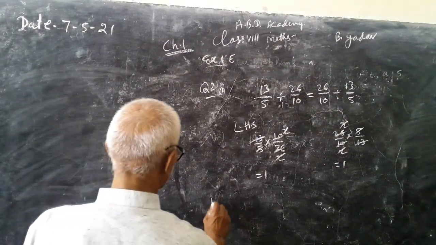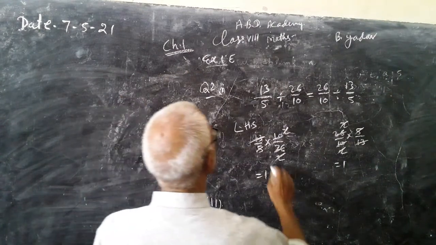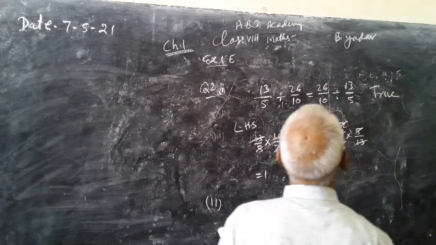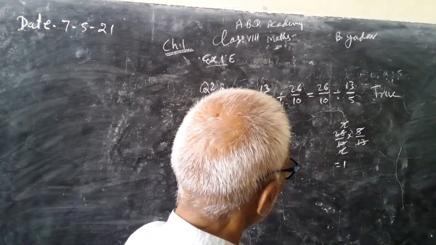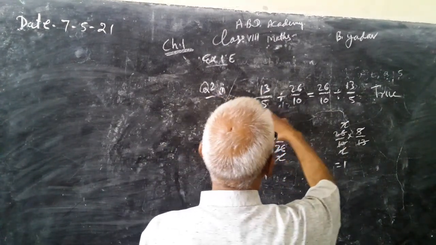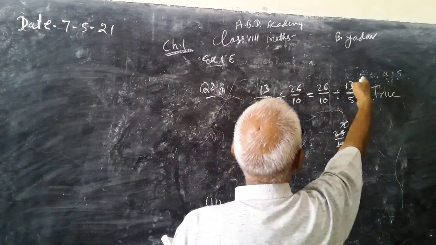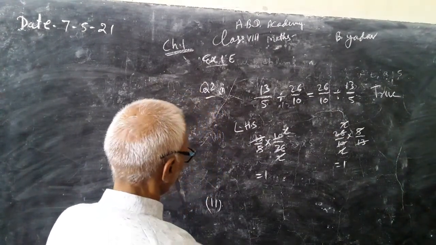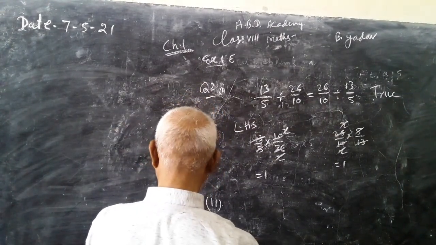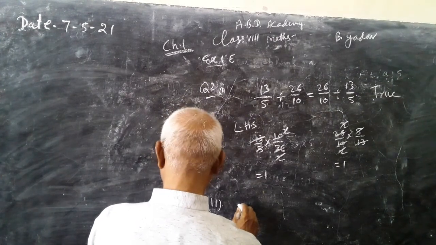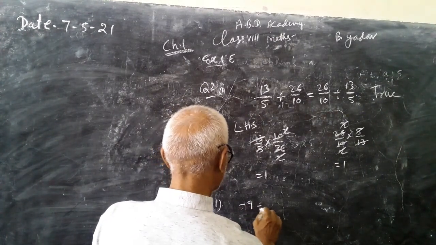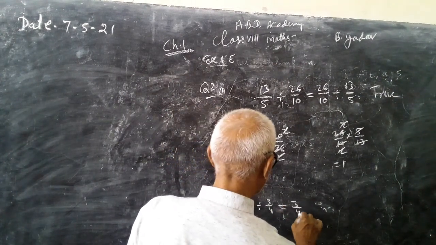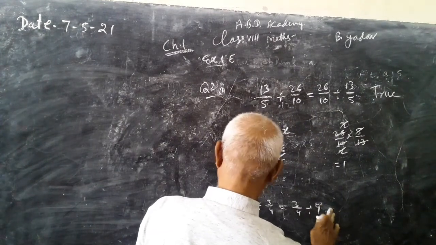See the second example. It should be false, but because this number has a reciprocal this and this number has a reciprocal this, so unfortunately it is true in the first case. But in the second or third case you see, second part I am doing: minus 9 divided by 3 by 4 is equal to 3 by 4 divided by 9.